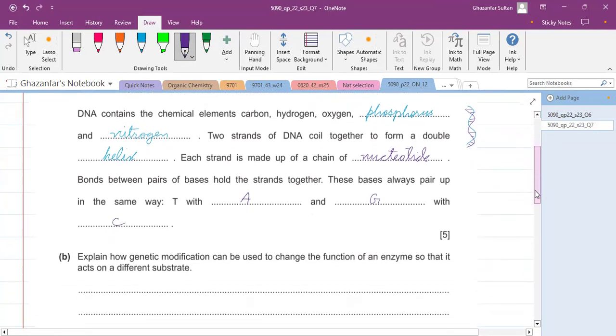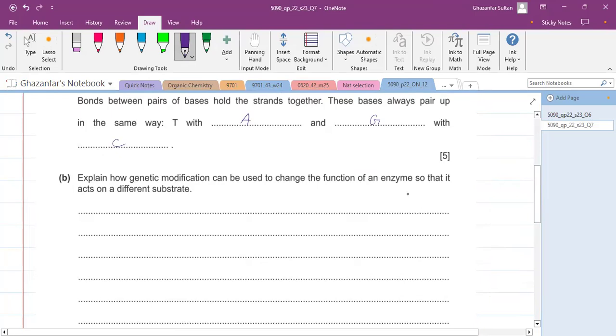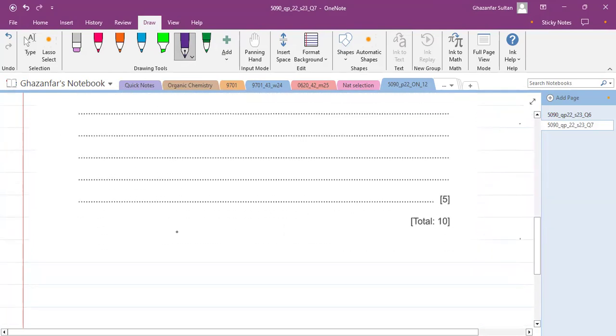So that was a very easy question. Explain how genetic modification can be used to change the function of an enzyme so that it acts on a different substrate. So remember that enzymes have a specific active site where only certain molecules can bind, which are complementary to the shape. And the shape of the enzyme is due to the specific number of amino acids in the protein.